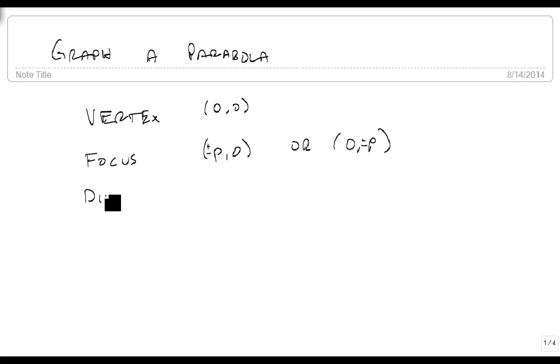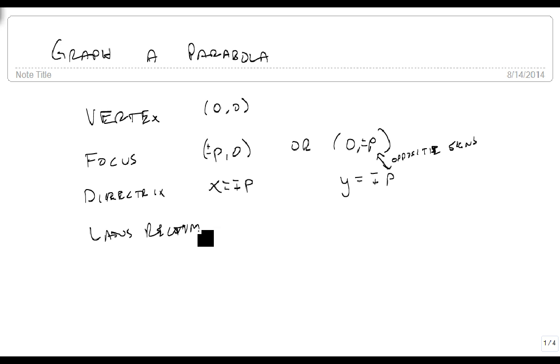And you need to find the directrix, which is always a line at either x or y equals a value. This would be x equals minus or plus p, so it's the opposite sign of the focus, or y equals minus or plus p, the opposite sign of the focus. So these are opposite signs. Then it's helpful to know the length of the latus rectum. The latus rectum just gives us a much better shape of our graph, and its length is 4p.